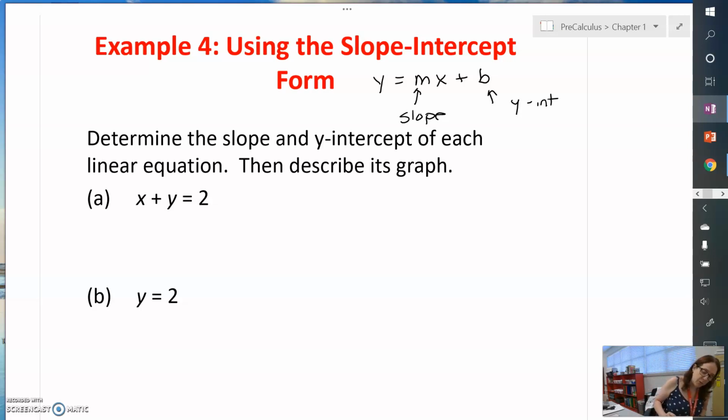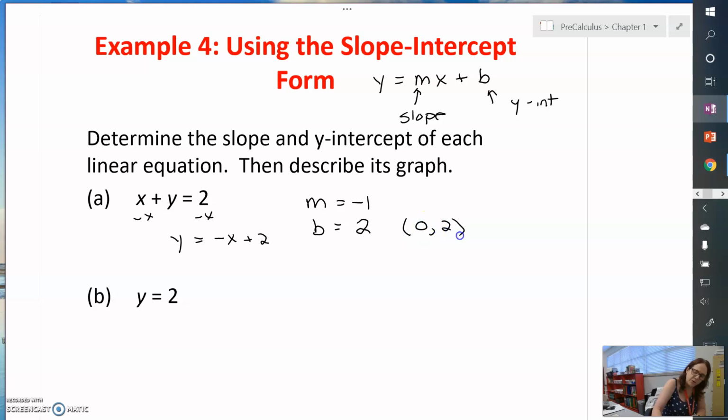So x plus y equals 2. What I need to do first is convert this into slope-intercept form. So I need to subtract x from both sides, and I get y equals negative x plus 2. So now that I'm in slope-intercept form, by inspection, I can say that my slope is negative 1, and the y-intercept is 2, or the coordinates 0, 2.